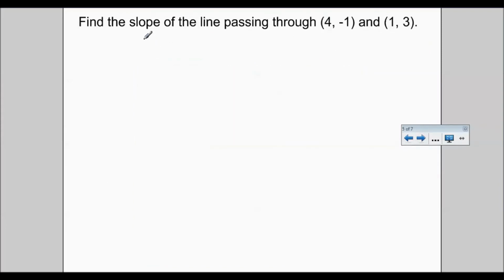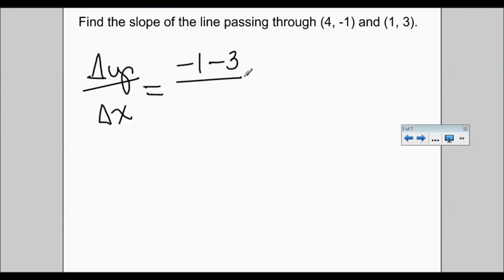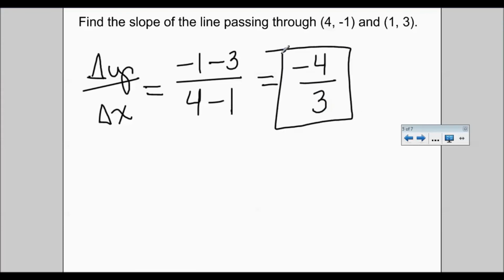Here we're going to find the slope of a line passing through 2 coordinates. So remember, we want the change in y over the change in x. So the change in my y values, I have -1, and then I'm going to subtract 3. Put that over the change in my x values, 4 minus 1. -1 minus 3 is -4, and 4 minus 1 is 3. So my slope is -4 over 3.